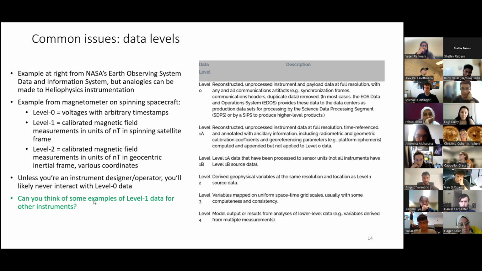I put a question on this slide, but maybe I'll just pause here and ask if anyone, reading this example, can think of any other examples of level 1 data for other instruments you've worked with, or if anyone has any questions. Feel free to throw out any examples of level 1 data, and I can give a couple more if people are interested too.